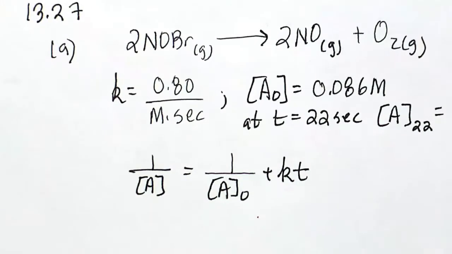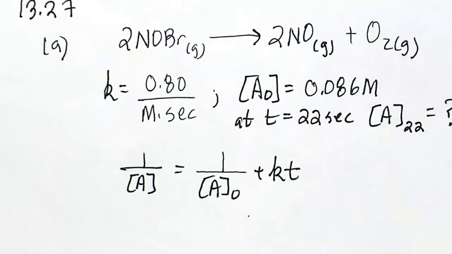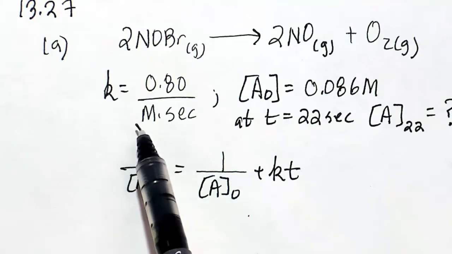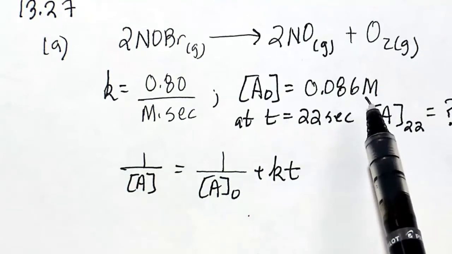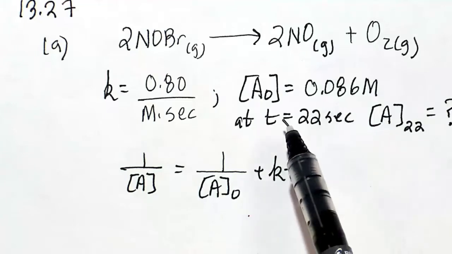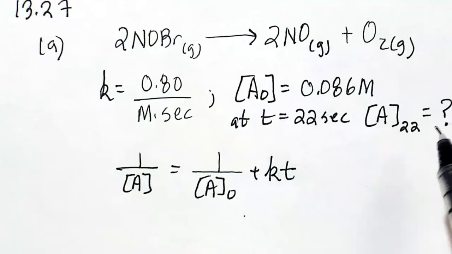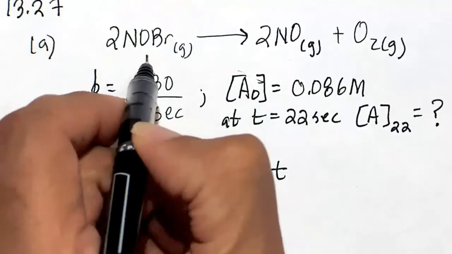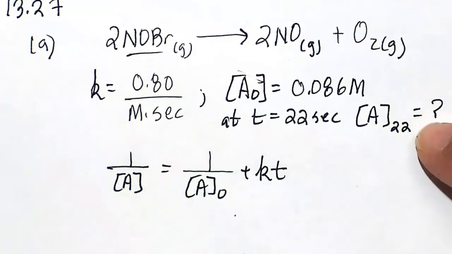So this seems to be pretty clear and straightforward of what we need to do. They give us the rate constant lowercase k at a specific temperature, 10 degrees C. Initially we're at 0.086 molar. At 22 seconds, how much of this NOBr, the initial reactant, is left over or decays such that you have a leftover after 22 seconds.